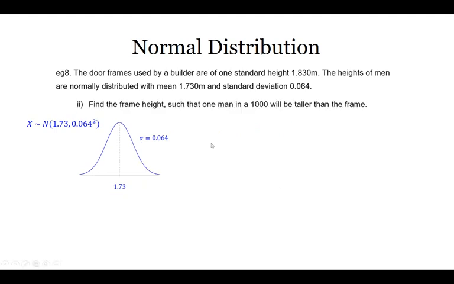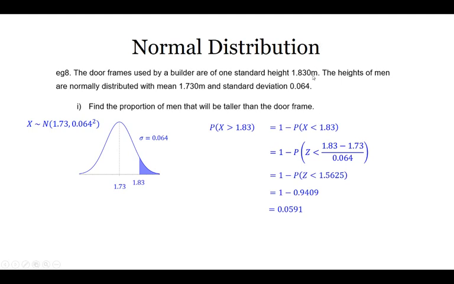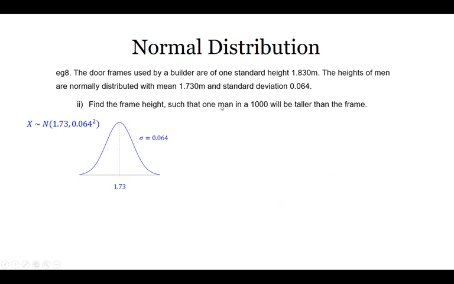Part 2 of the question. It's the same distribution, but this time we're finding the frame height such that 1 man in 1,000 will be taller than the door frame. If we go back, when it was at 1.83 meters, we had a proportion of 0.0591, which is 5.91%, or nearly 6 in 100 men will be too tall. If we're after 1 in 1,000, that's a much smaller proportion, so I'm going to need to make my door frame much higher so that the area here is much smaller. So this value of A is going to be the height of the door frame.